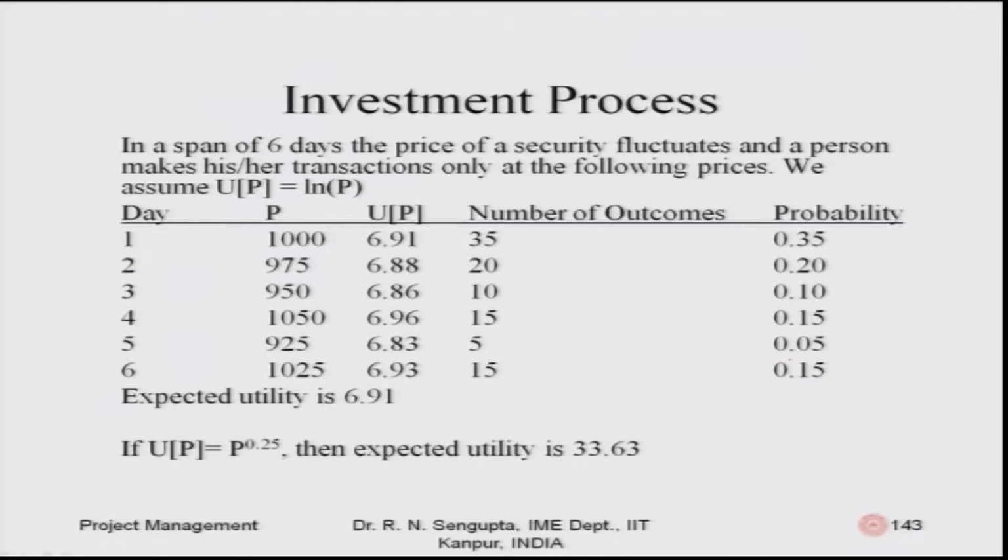Outcomes are given, so find the probability, and find the expected value as given in the formula: utility multiplied by probability, summed up, and the value is 6.91. If the utility function is p to the power 0.25, the corresponding value comes out to be 33.63.